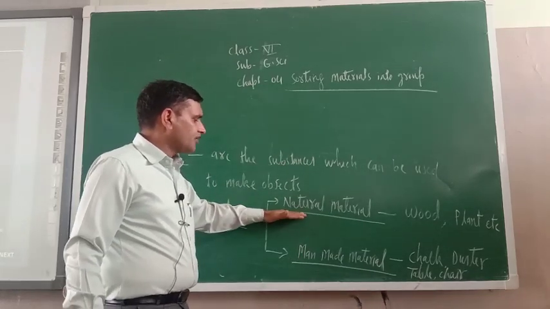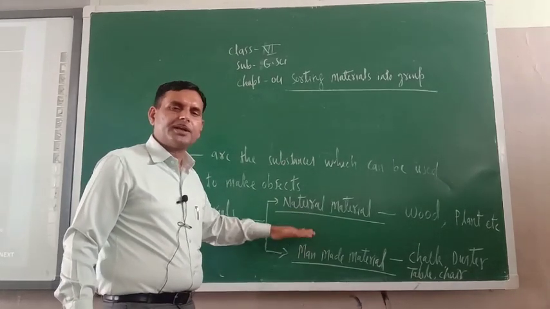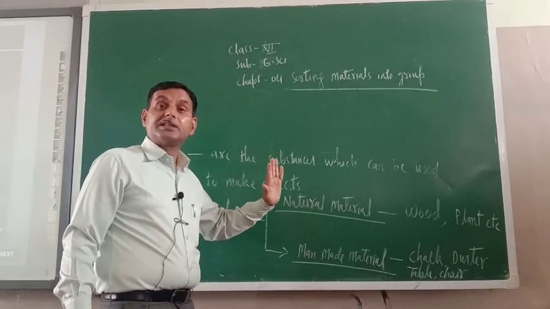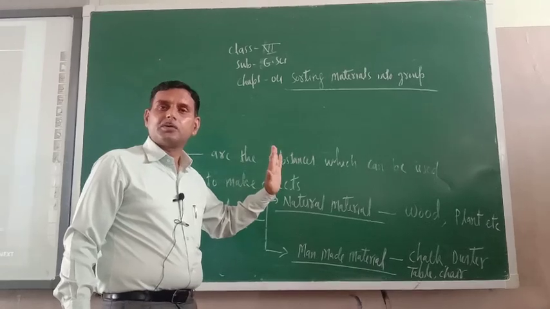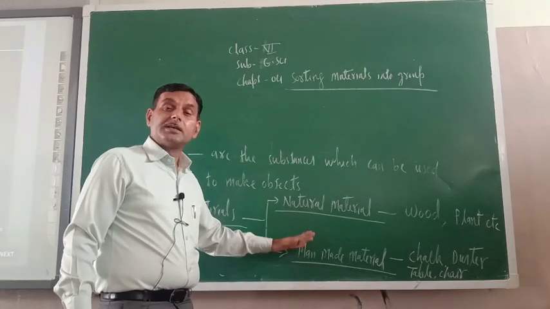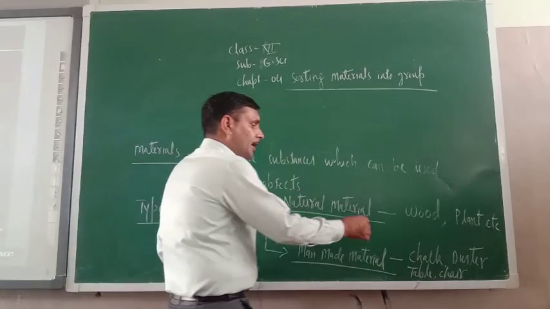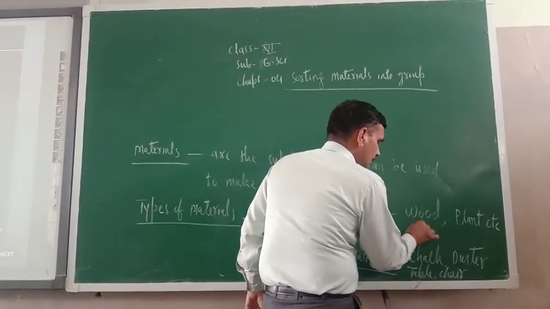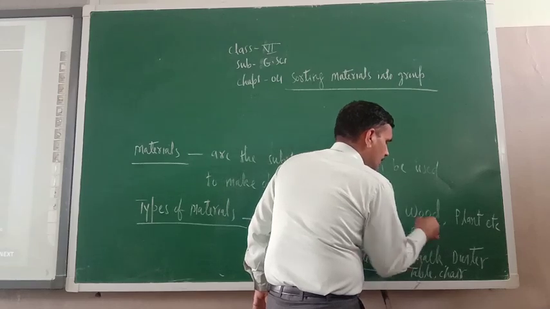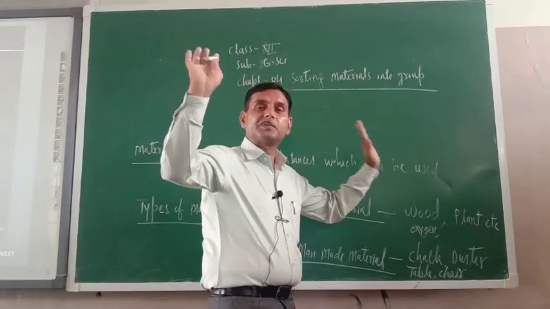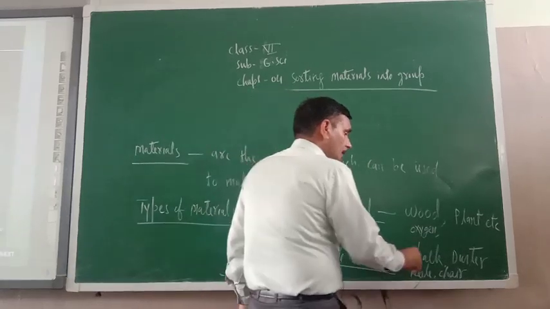So what is the difference between natural material and man-made material? Natural materials are present in nature by the grace of God, and a man-made thing is one which is made by humans. You can write here oxygen. Oxygen has not been made by human beings. It is present in nature. You can write air.